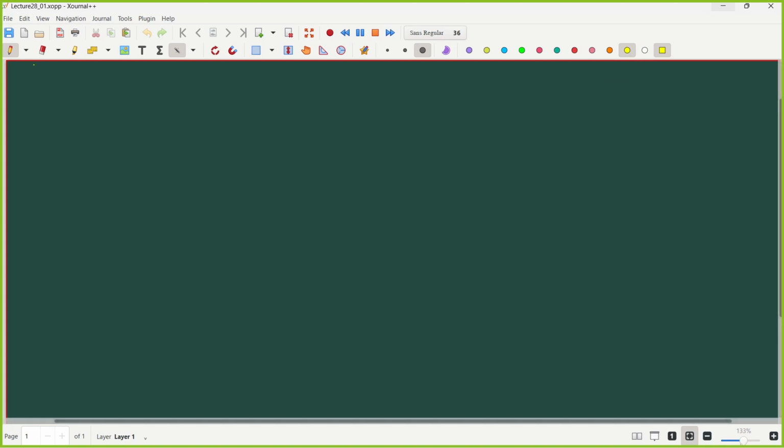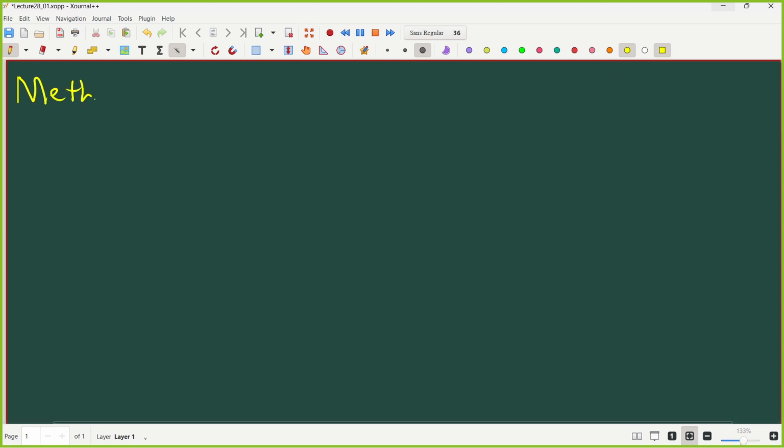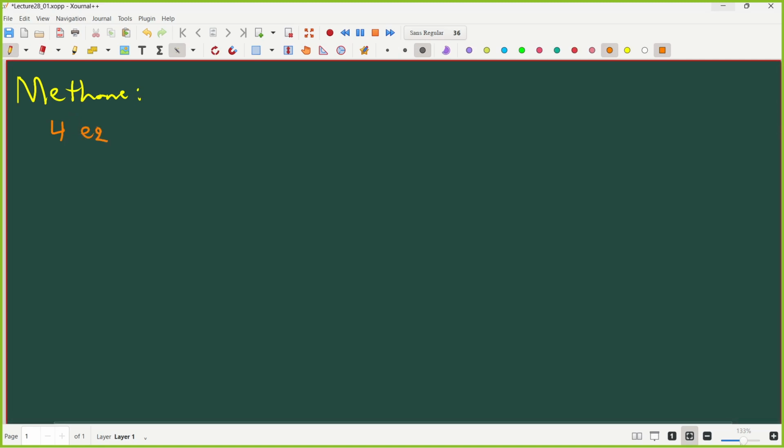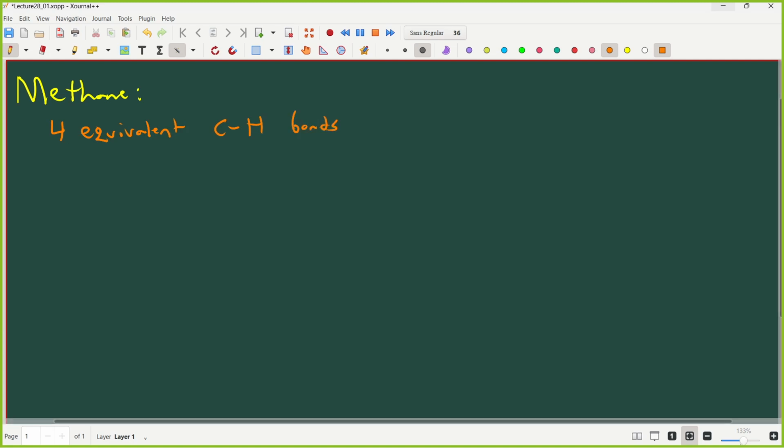But one of the things that we know and love about methane is that it has 4 equivalent carbon-hydrogen bonds, right? I'm sorry, that's not supposed to be a 4. That's supposed to be 4 equivalent CH bonds. Tetrahedral, right? It's got tetrahedral geometry.